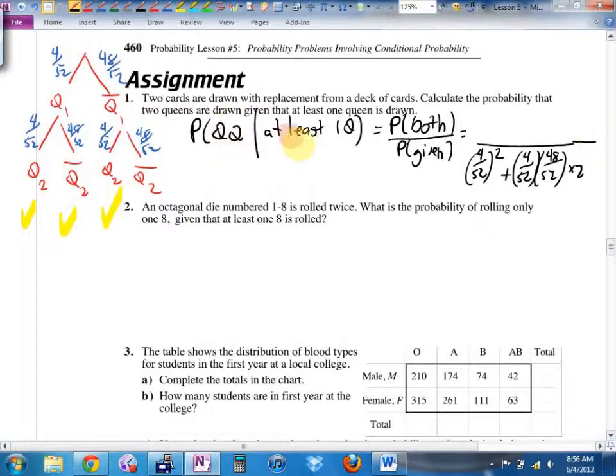2 queens, given that at least 1 queen. So at least 1 queen, Alex, is these 3. Of those 3, which of those also have 2 queens? Because that's the overlap. That's what's going to be on the top. That's the overlap between 2 queens and at least 1 queen. Well, if you have at least 1 queen and you have to have 2 queens, really it's just 2 queens. That's the overlap. That's it. Weird grammar.